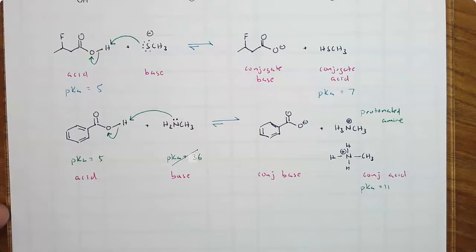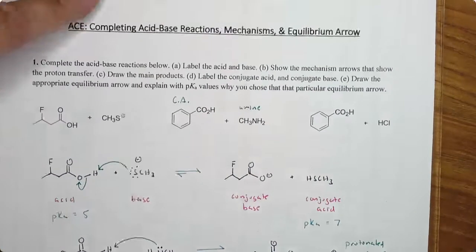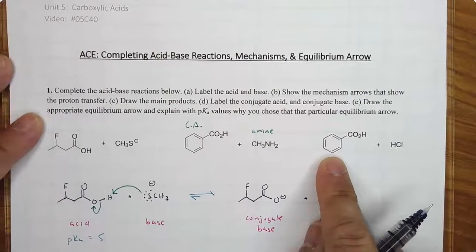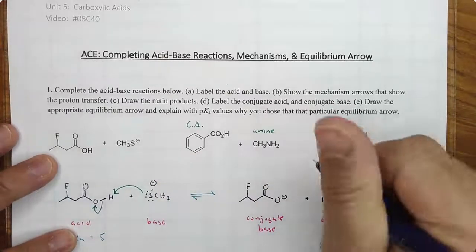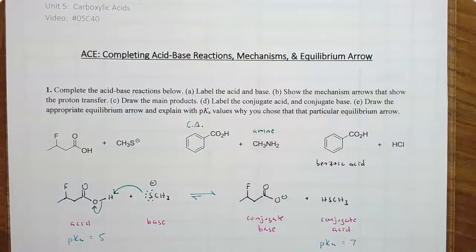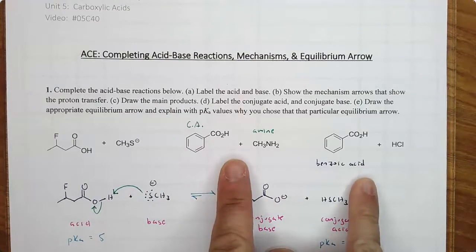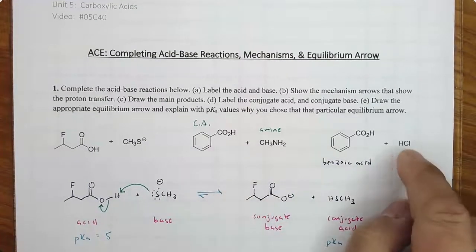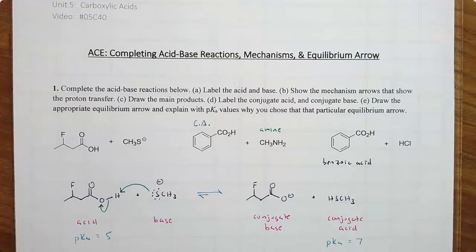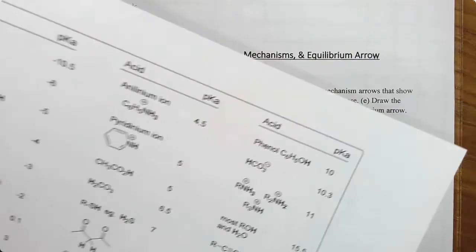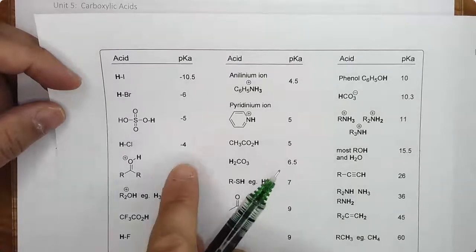The last example is this carboxylic acid again. By the way, this is called benzoic acid. We have HCl. What's the difference between these two examples? Is that HCl is a very strong acid. It has a pKa of -4.